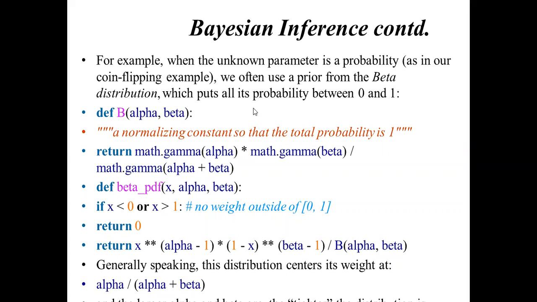So for example, when an unknown parameter is a probability, as in the fair coin, we are taking the example. We often use a prior from the beta distribution, which puts all the probabilities between 0 to 1. Then a normalizing constant so that the total probability is 1. So this will perform the calculations based on this formula. Beta and alpha, these two parameters are there. This will perform the gamma multiplication of these two and will return.